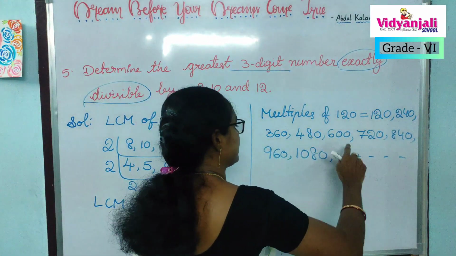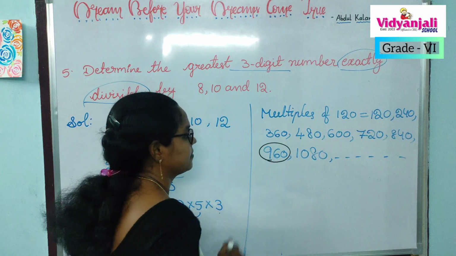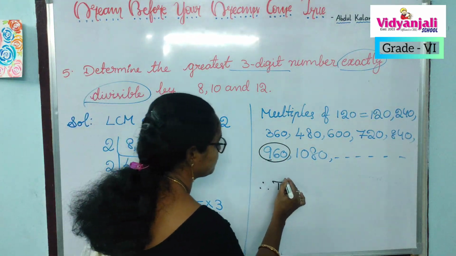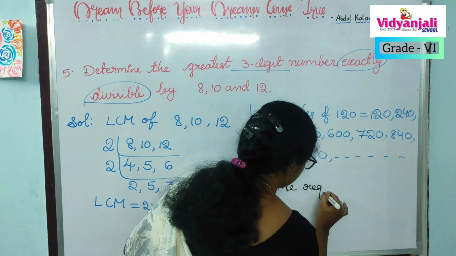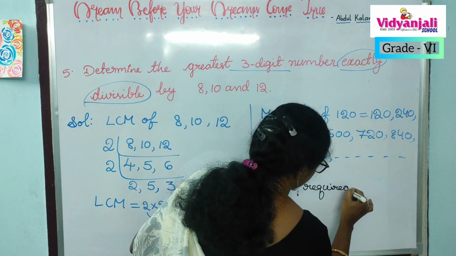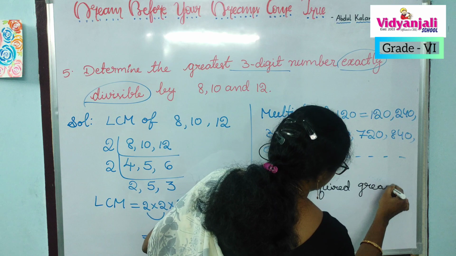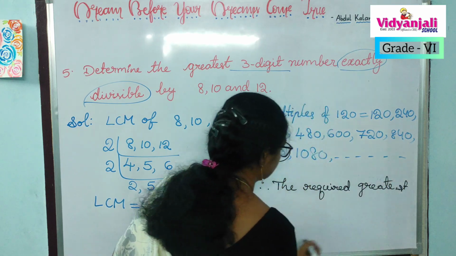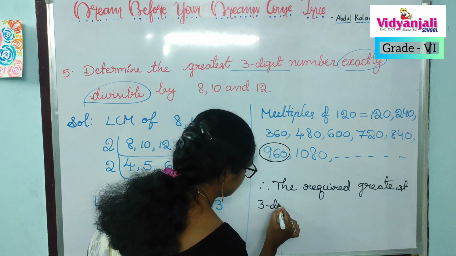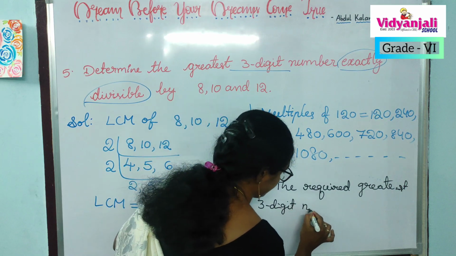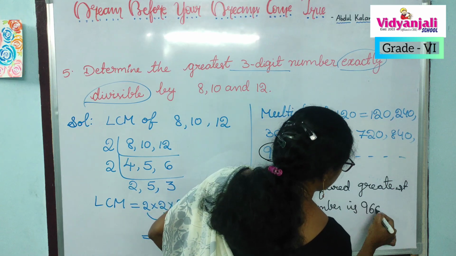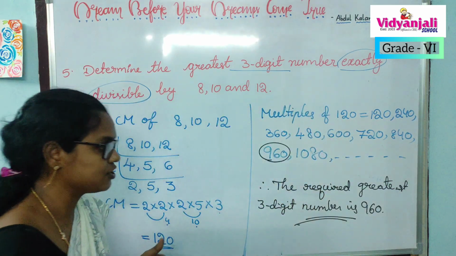Now in these multiples of 120, you identify the greatest 3-digit number. See, the greatest 3-digit number is 960. Right? So let us write. Therefore, the required greatest 3-digit number is 960. Is it clear, children?